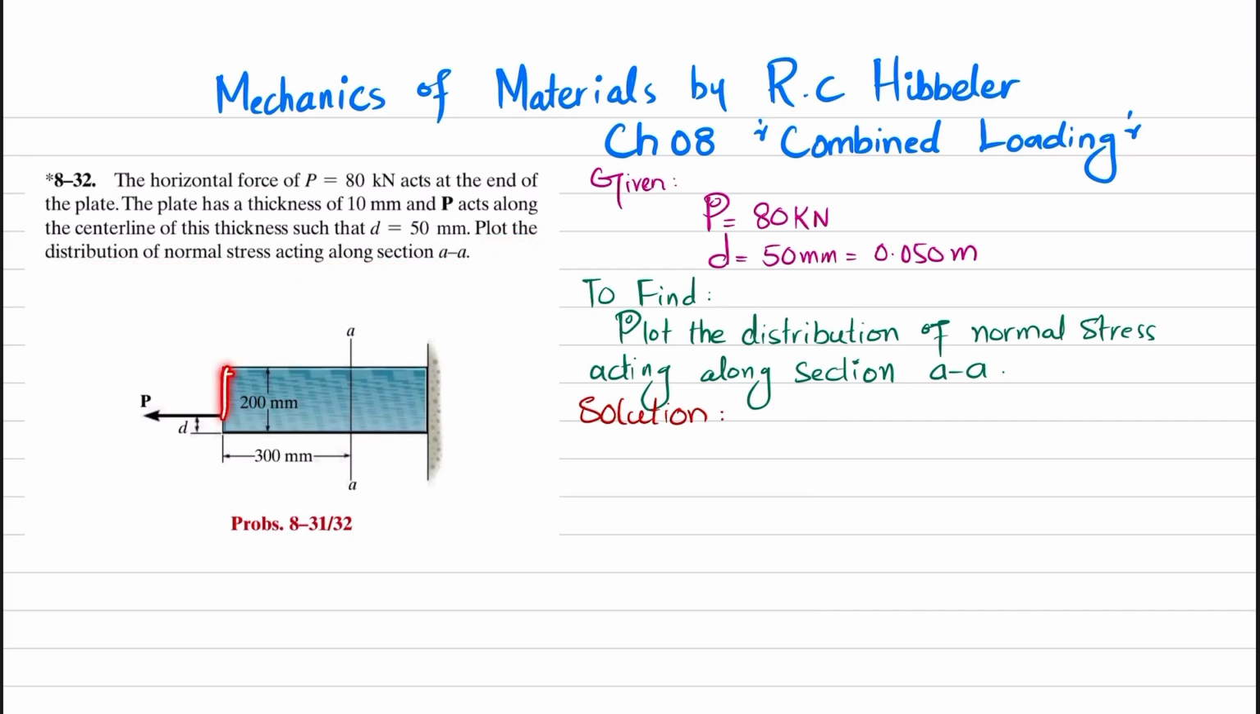So you can see this is the plate that has a fixed support at this end, and there is a load P applied at a distance of 50 millimeter from this base. Clear? And the length of the section is 300 millimeter. So you have to find the stress distribution. So let's start with the solution.